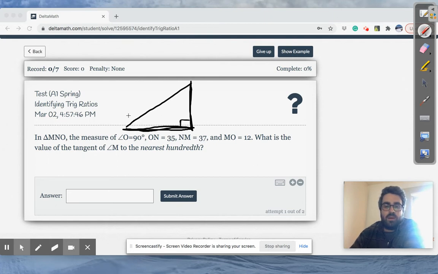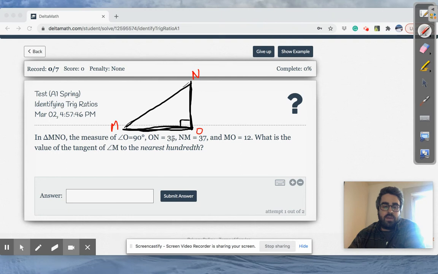So anyway, I'm going to now label my triangle based on the information that was given to me. The important thing to do is to start by labeling the right angle. So the right angle is angle O, and it's 90 degrees. Okay, so now we can put the other two angles in. It doesn't matter if M is here or here because it will read the correct way if you read it clockwise or counterclockwise. So I'm going to write M here. I'm going to put N here. So M, N, O. It reads correct.